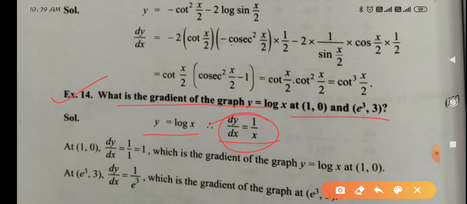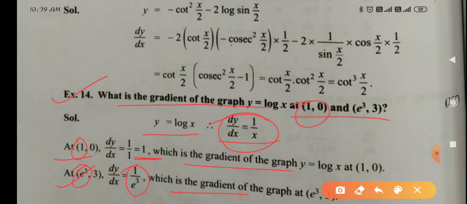Now that particular point (x, y) is given (1, 0). So at (1, 0) you can put value of x as 1. So dy upon dx is 1 upon 1, 1. This is the slope or gradient of the graph at (1, 0). Now the second point is given at (e cubed, 3). So in place of x you have to put e cubed. So dy upon dx is 1 upon e cubed, which is the gradient of the graph at point (e cubed, 3).